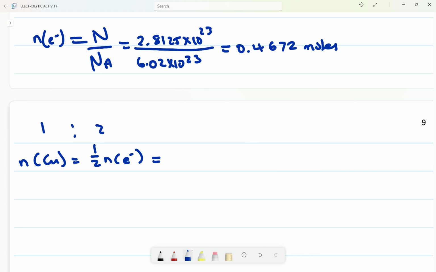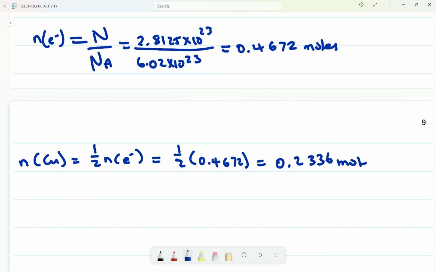This is 1 and that is 2. So it means copper is half of this one, and this one is double that one. Okay, so it's going to be half, so 0.4672 divided by 2, and it will give me a beautiful answer.